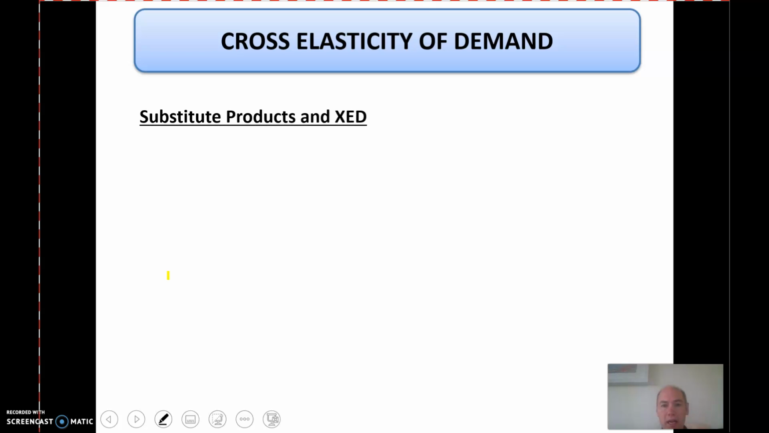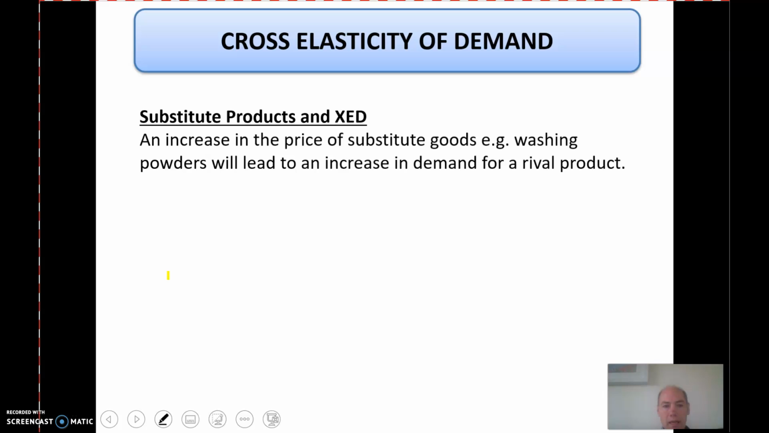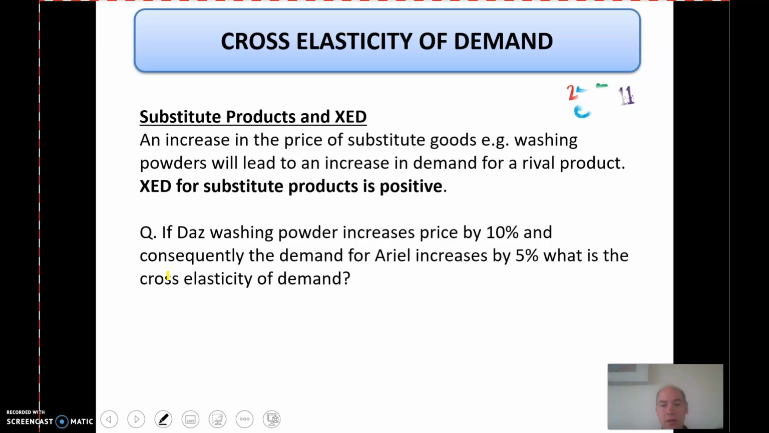In terms of cross-elasticity of demand, the first thing we are going to look at is substitute products and cross-elasticity. In terms of substitutes, if there's an increase in the price of substitute goods such as a washing powder, an increase in the price of one should lead to an increase in demand for a rival product. So the cross-elasticity of demand for substitute products is going to be positive.